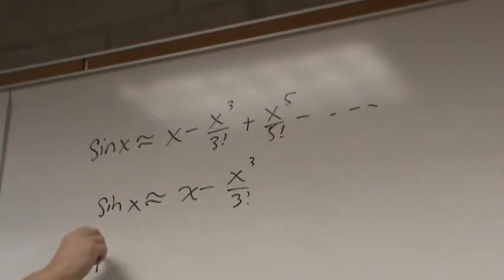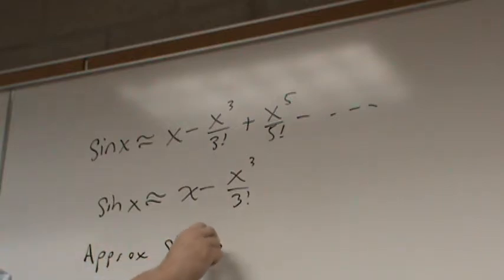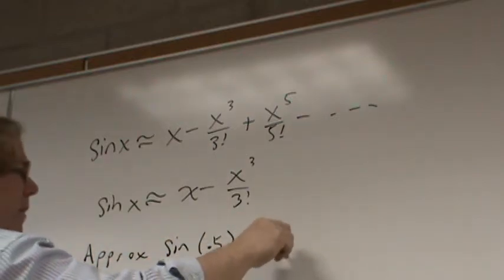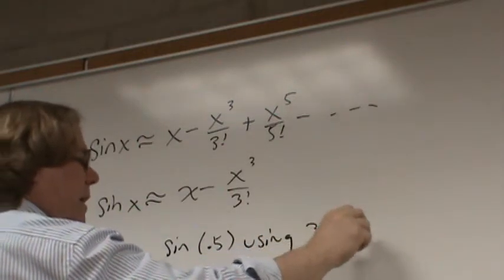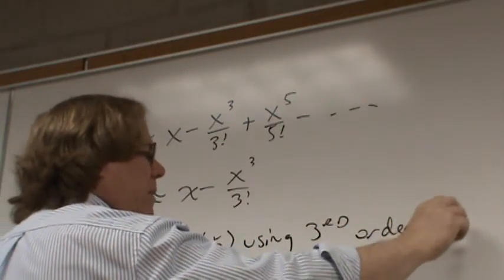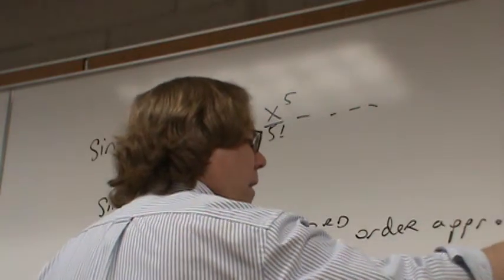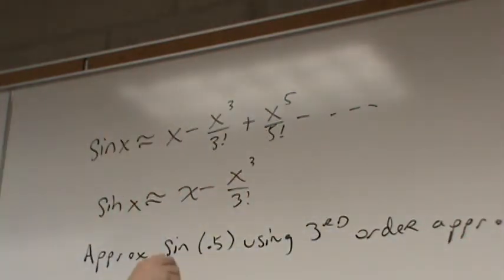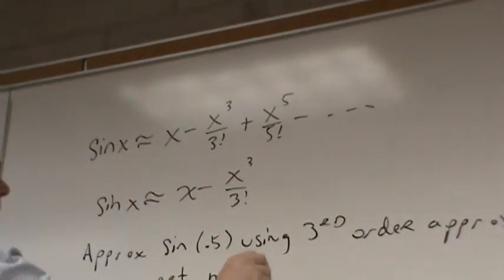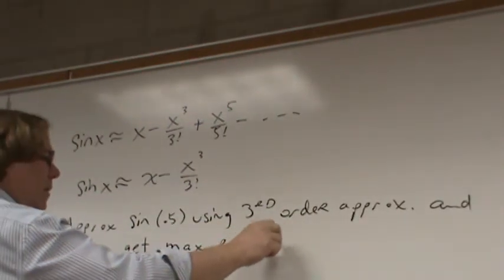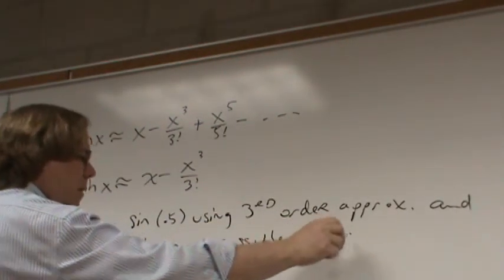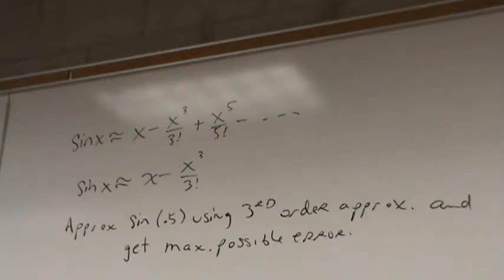So now I'd like you to approximate the sine of 0.5 using the 3rd order, even though it's actually a 4th order, approximation, and get the maximum possible error. Please do this now. And I'll give you a hint, stick 0.5 into that. And then go ahead, your error is going to be the first neglected term.